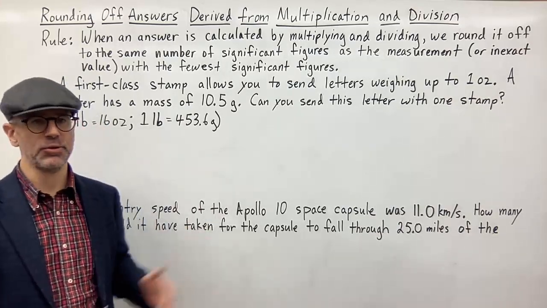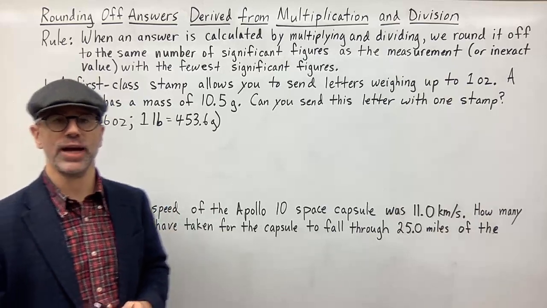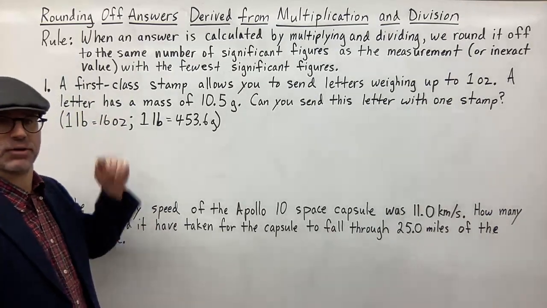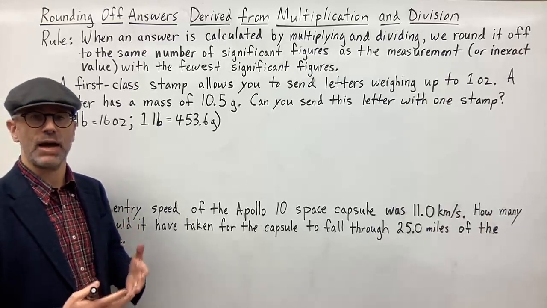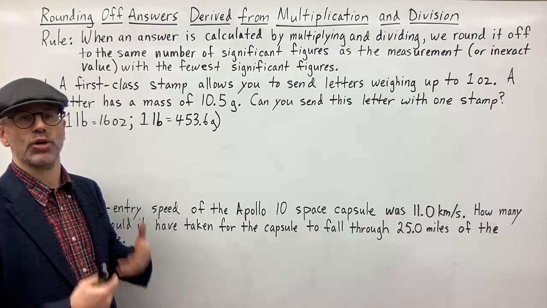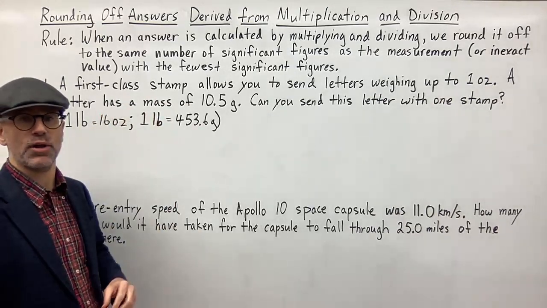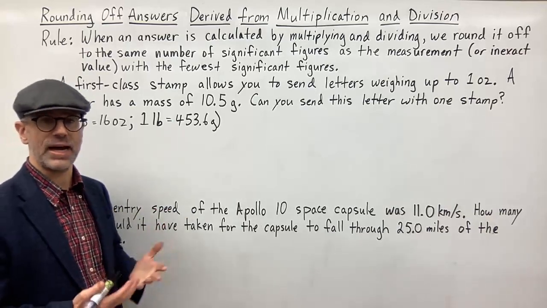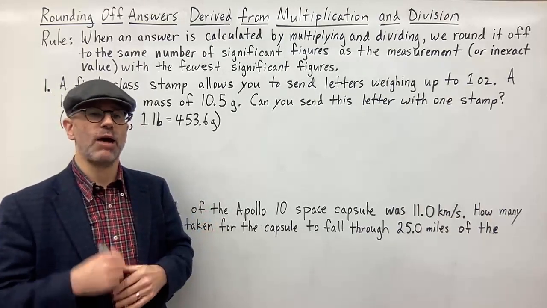So I have a couple of examples I'm going to go over. We'll set up the conversion factors, we're going to calculate them, and then we're going to round to the correct number of significant figures. So for the first problem, we have a first class stamp allows you to send letters weighing up to 1 ounce. So if you have a first class stamp, then you can send a letter as long as it's not over an ounce. Okay, so we have a particular letter that has a mass of 10.5 grams. The question is, can you send this letter with 1 stamp? So that's the problem. So now we're going to calculate the problem.